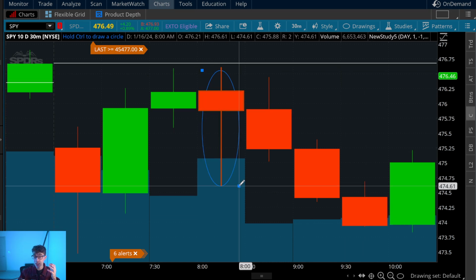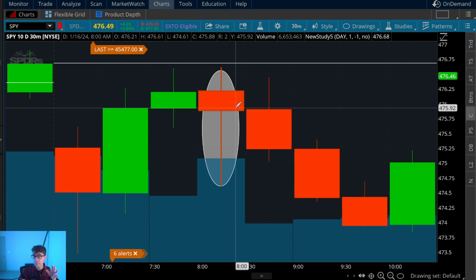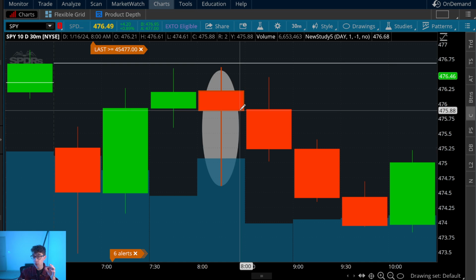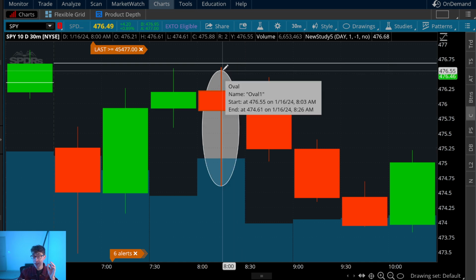So basically, when you see it like this at the gap, you would buy puts on the opening of the next 30 minutes, and you would look to get in towards the closing price of this candle, but the best entry where you would look to get in is towards the high of this candle.